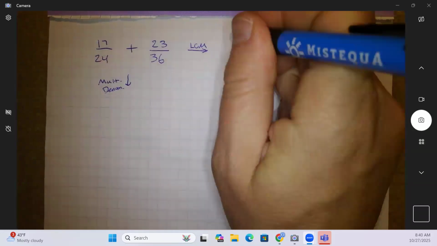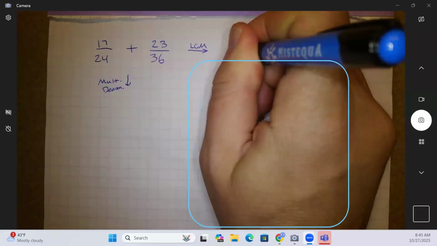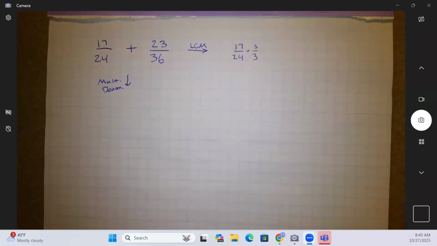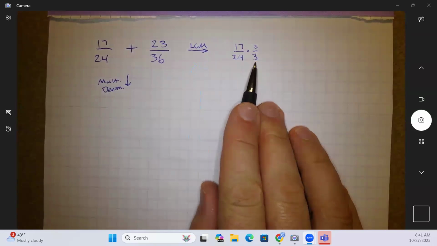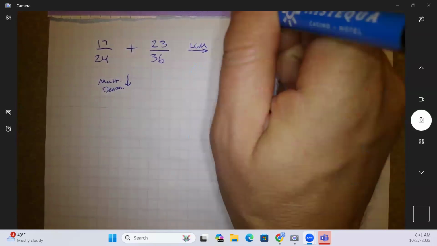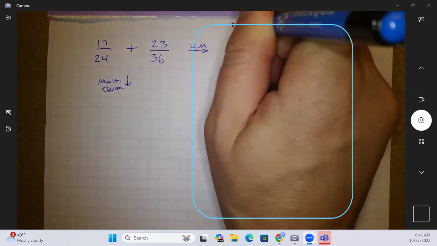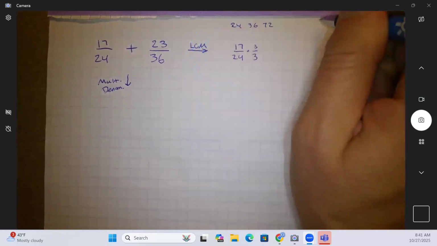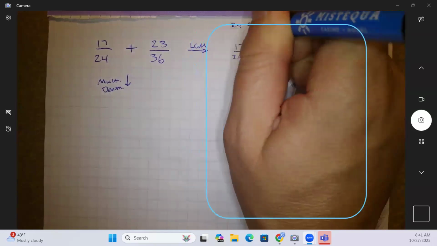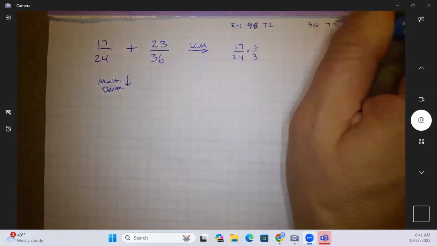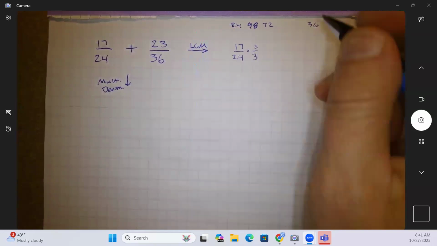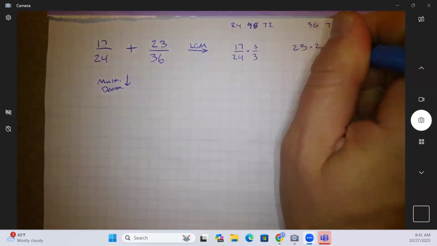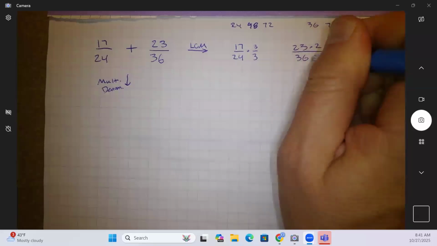So the least common multiple way would say the 17 over 24 is missing a 3 in order to get it to 72. And if you're watching the video and you can't remember how I got the 3 over 3, go back and review the other video. But basically, I counted by 24s until I got to 72, and I counted by 36s. I needed 3 of my 24s, and I need 2 of my 36s.